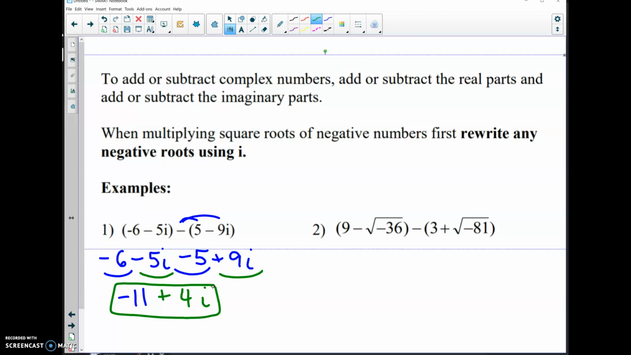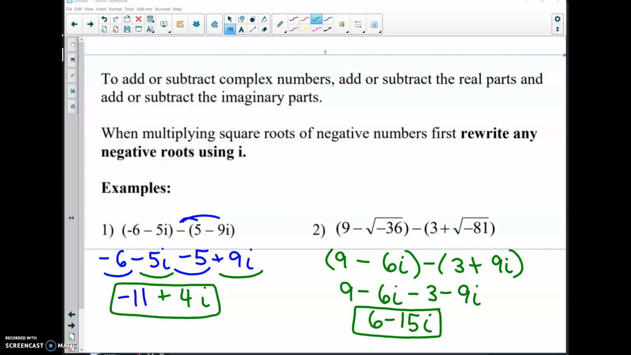So this is your final answer. Number 2, you first have to simplify your square roots. So what is the square root of negative 36? If you said 6i, you are correct. This first one is 6i, and this one is 3. The square root of negative 81 is 9i. Then distribute the negative and finish this off combining like terms. So go ahead and try that example on your own.